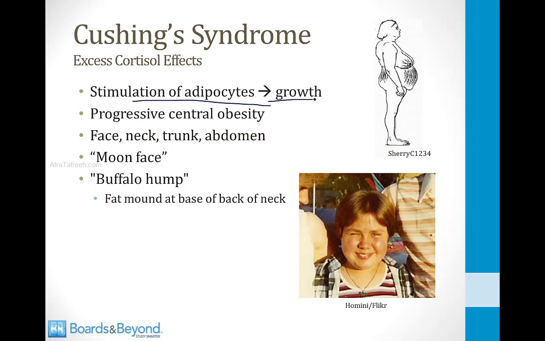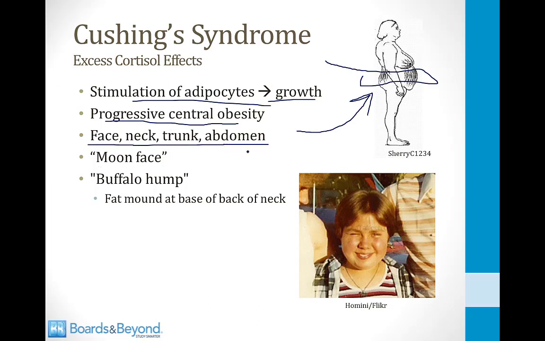Excess cortisol will stimulate adipocytes, and this will lead to the growth of fatty tissue. Once you've seen a number of patients on chronic steroids, you will begin to recognize the pattern of fat deposition immediately whenever you meet a patient who has been taking steroids and has Cushing's syndrome. The characteristic fat pattern involves progressive central obesity. This is a picture of what someone might look like with Cushing's syndrome. You can see fatty tissue around the abdomen here. That's central obesity.